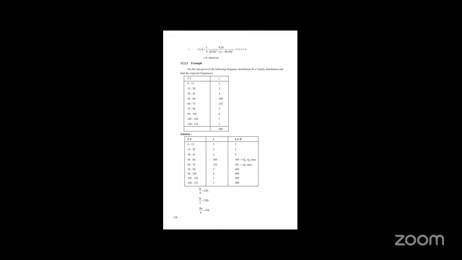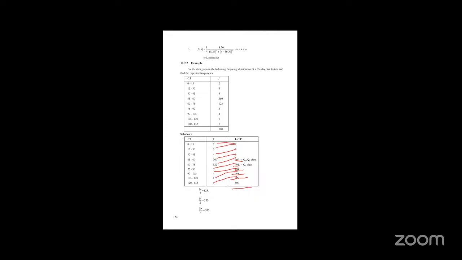So 2 will be same. Then 2 plus 3 equals 5. 5 plus 4 equals 9. 9 plus 360 is 369. And 369 plus 122 is 491. 491 plus 3 equals 494. 494 plus 4, 498. 498 plus 1, 499. 499 plus 1 is 500.